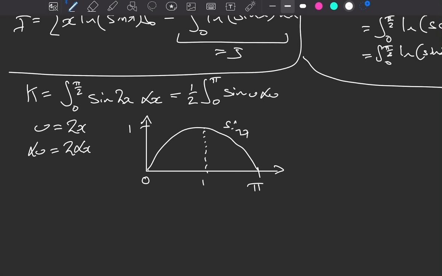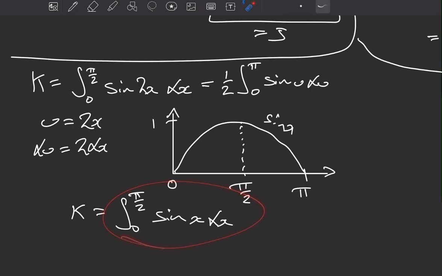when we split it at pi on 2. So this integral is twice the integral from 0 to pi on 2. So if we half that, we have just the integral from 0 to pi on 2 of sine, and we'll change the u to an x. That's completely fine.